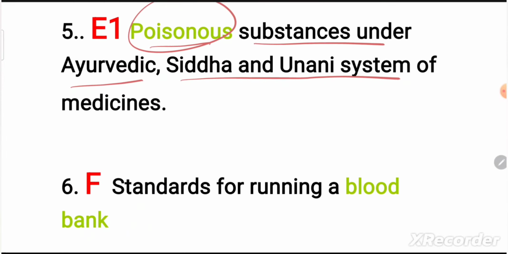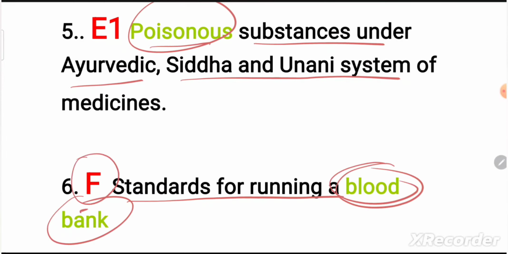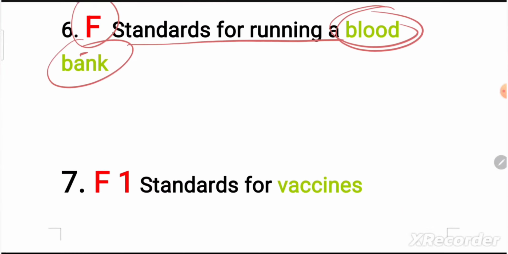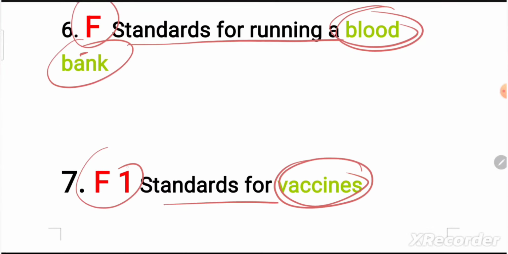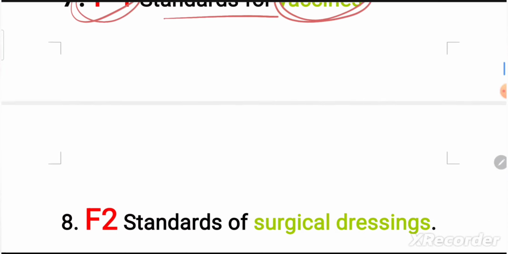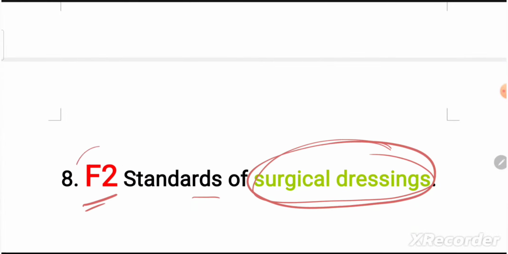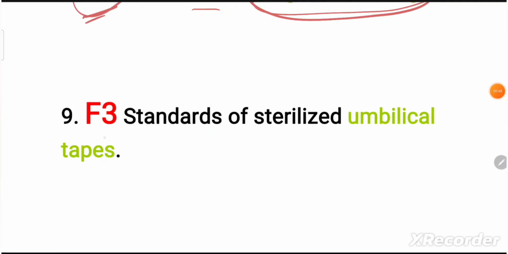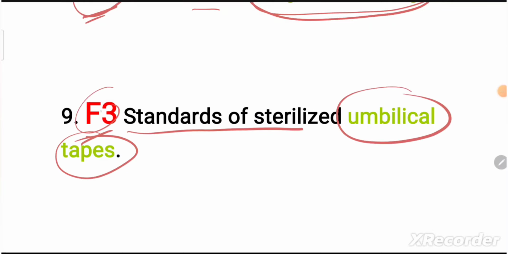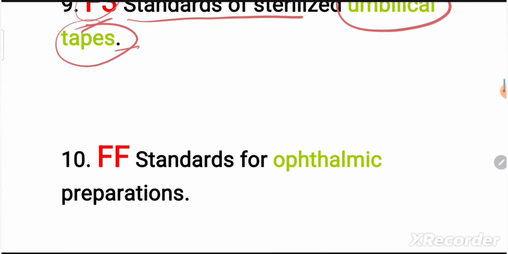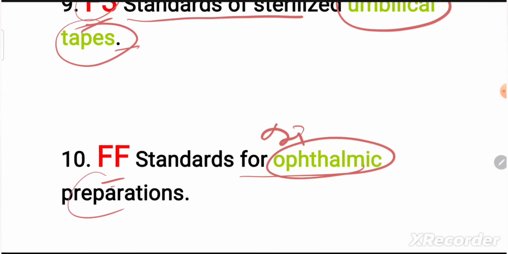Next is F, standards for running a blood bank. Blood bank is for F. Next is F1, standards for vaccines. Next is F2, standards of surgical dressing. Next, F3, standards of sterilized umbilical tapes. F3 is for umbilical tapes. Next, FF, standards for ophthalmic preparations, it's the most important and most repeated schedule.